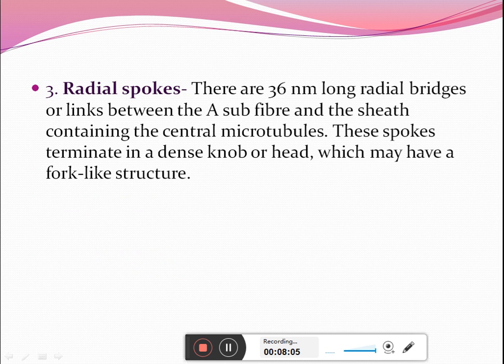The third is the radial spokes. There are mainly 36 of them, each 36 nanometers long, radial bridges or links between the A subfiber and the sheath containing the central microtubule. These spokes terminate in a dense knob or head, which may have a fork-like structure.